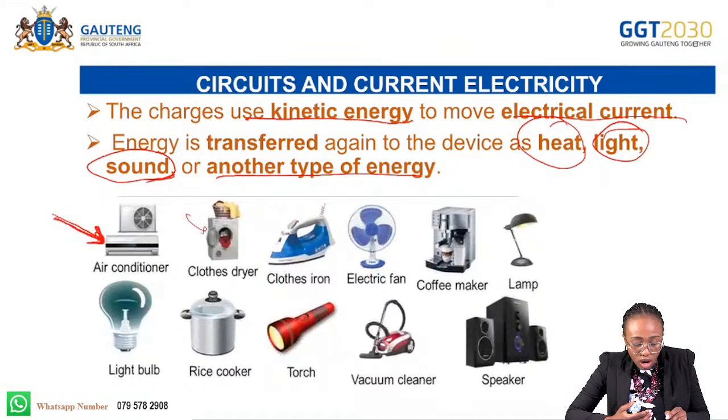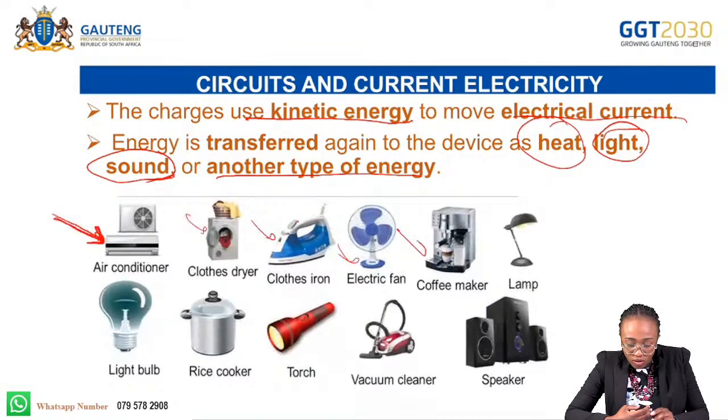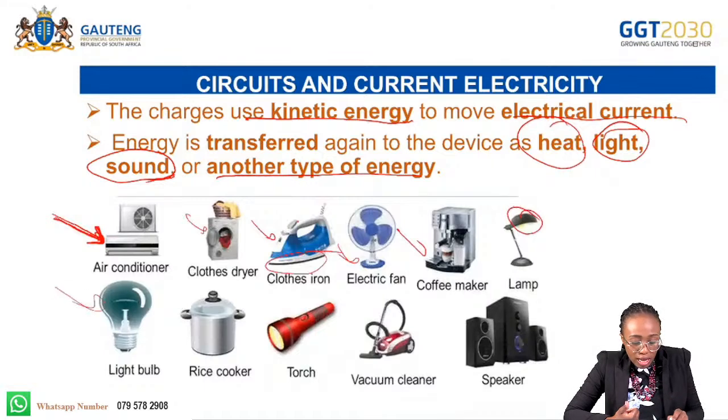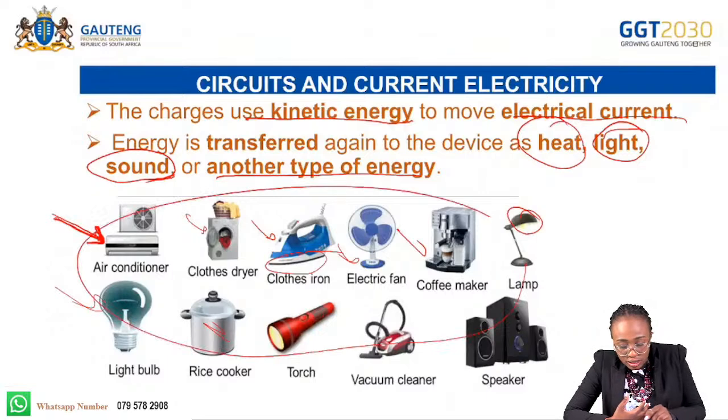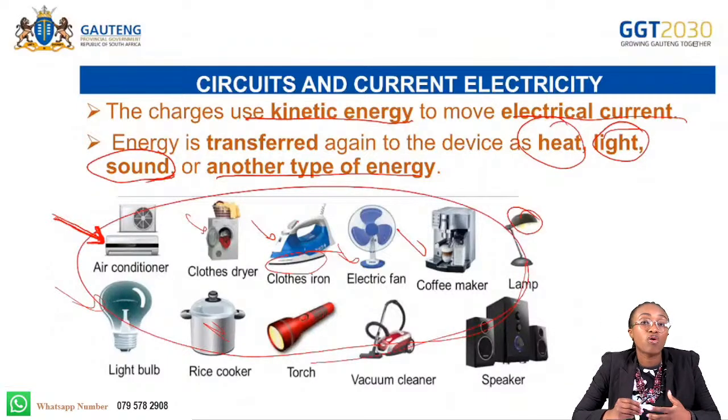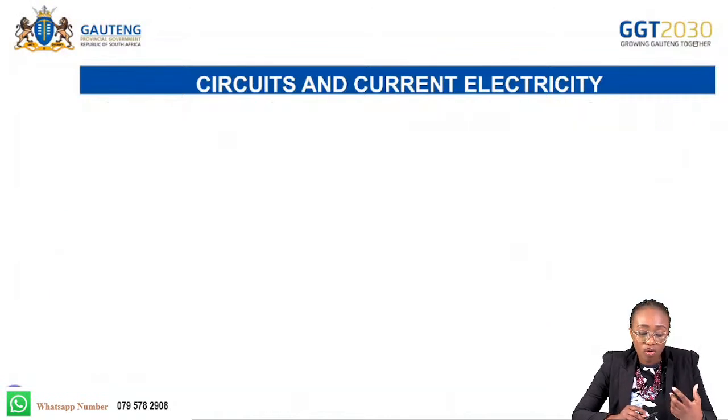Then we've got a dryer, a clothes iron, an electric fan, a coffee maker, a lamp that will give us light. Of course, the iron will give us heat to iron our crisp clothes, the light bulb, the rice cooker. These different appliances are part of the whole transfer of energy.